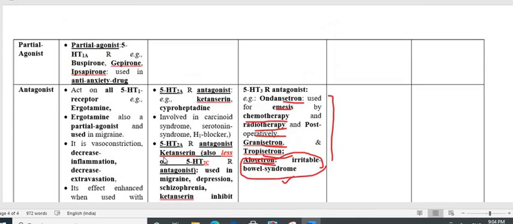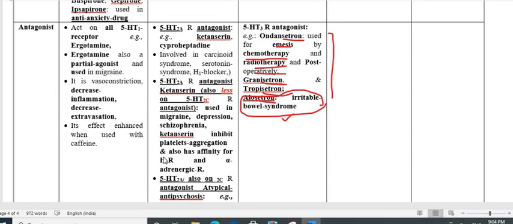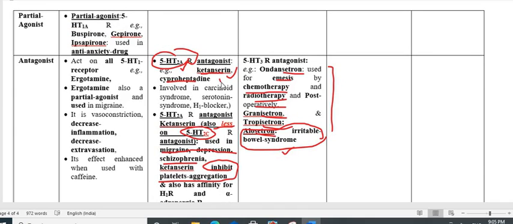Now go through the antagonists of the 5-HT2A and 2C, which we are going to discuss one by one. Here the antagonists are particularly ketanserin and another is cyproheptadine. Ketanserin is primarily a 5-HT2A receptor antagonist, but it is less of an antagonist on the 2C receptor, and it is used for the therapy of migraine, depression, schizophrenia, and it also inhibits platelet aggregation.